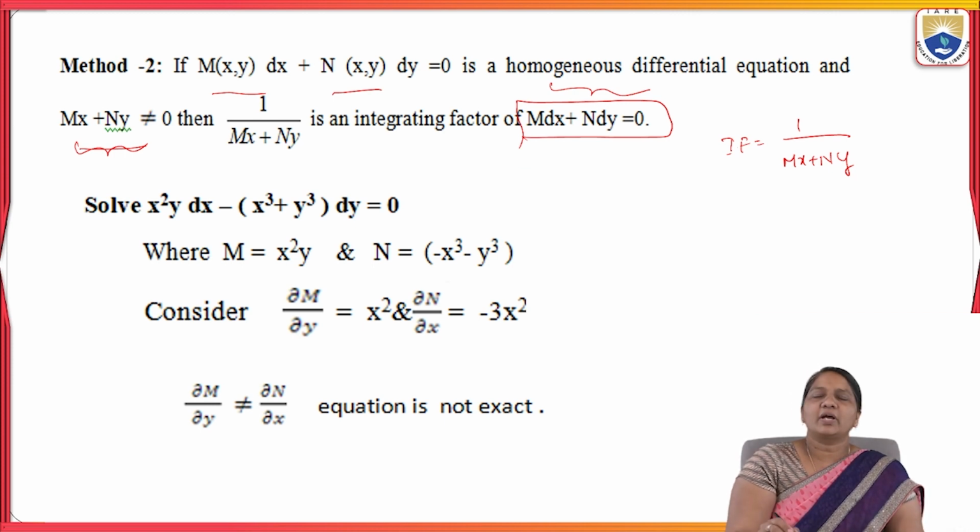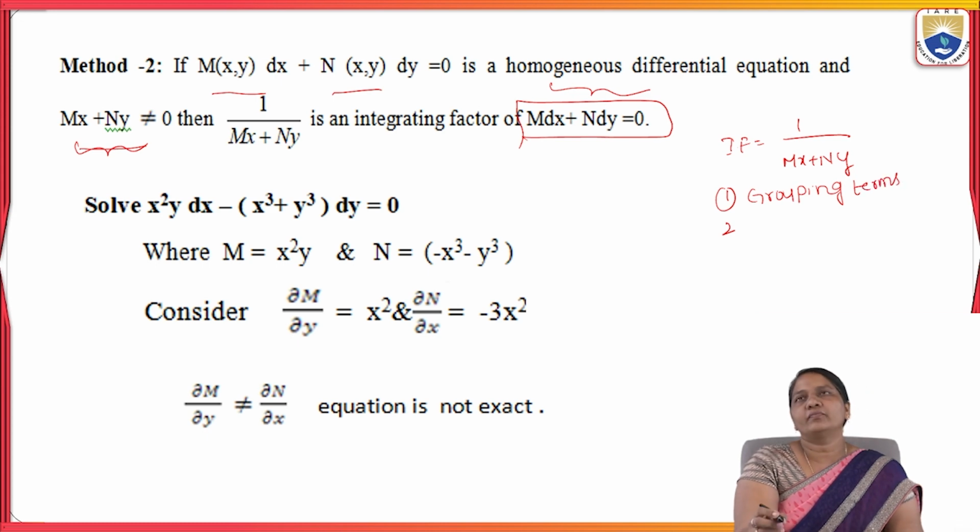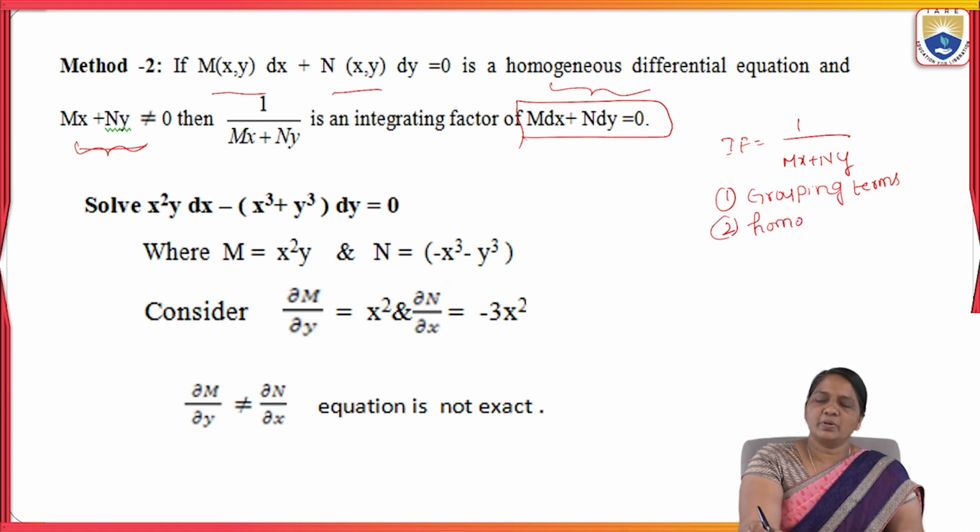So what are the 5 methods we have? Already we discussed. The first method is grouping the terms, based on formulas. We group the terms and after that we can solve. This is the second method. Here we have the condition: the given equation should be homogeneous and Mx plus Ny should not be equal to 0. Then the integrating factor is 1 by (Mx plus Ny).